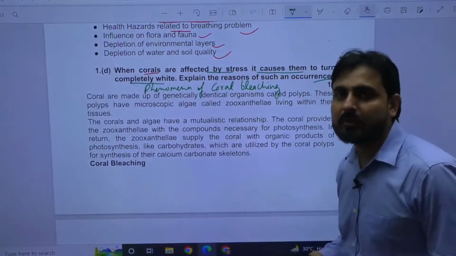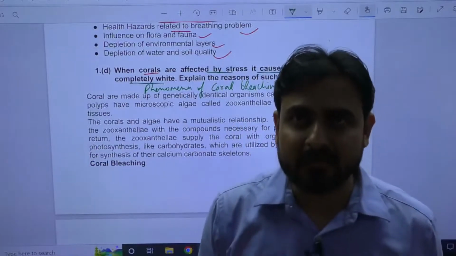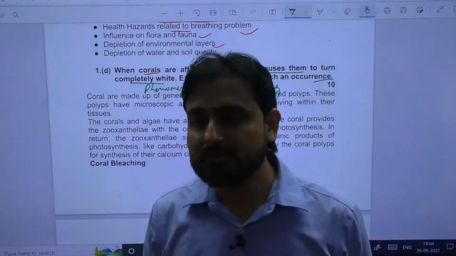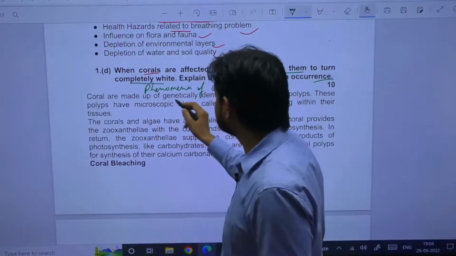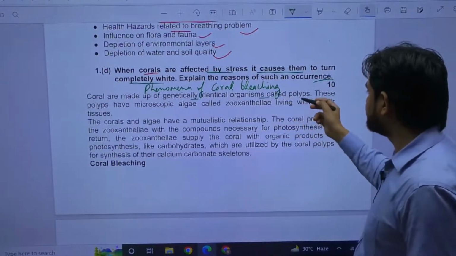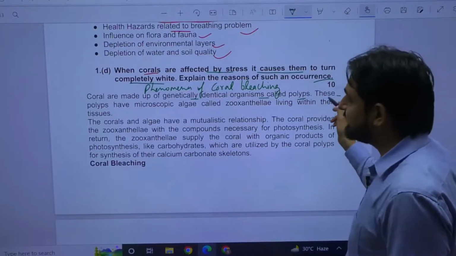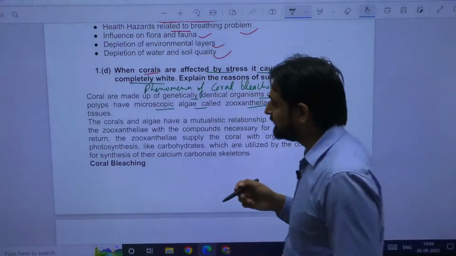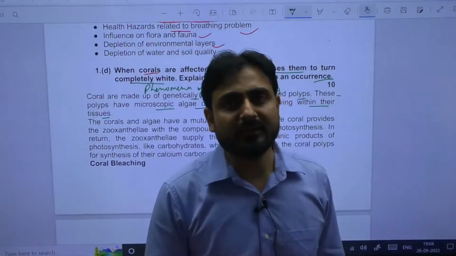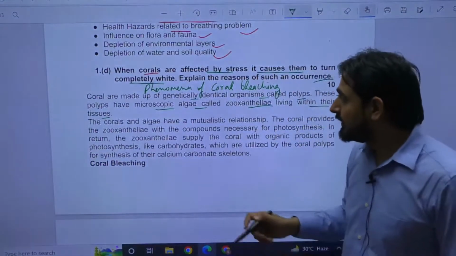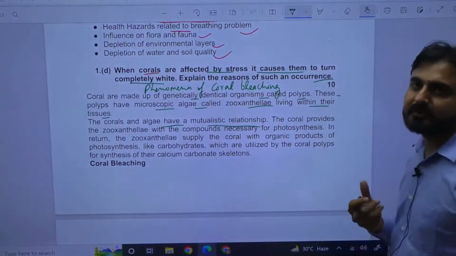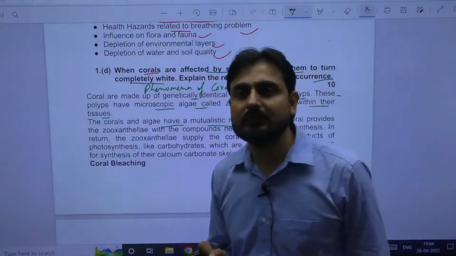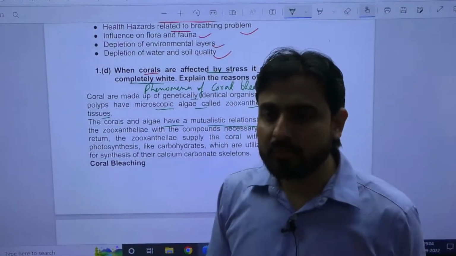Explain the reason for such coral bleaching. When corals start to expel the algae with whom they remain in a symbiotic relationship, then they start to change color. They start to whiten. So corals are made up of genetically identical organisms called polyps, and these polyps have microscopic algae which we call zooxanthellae living within their tissues. So they live in a symbiotic relationship with algae, zooxanthellae. Coral and algae have a mutualistic relationship; they support each other. Zooxanthellae, the algae, provide some environment for protection of the coral, while coral provide them food.